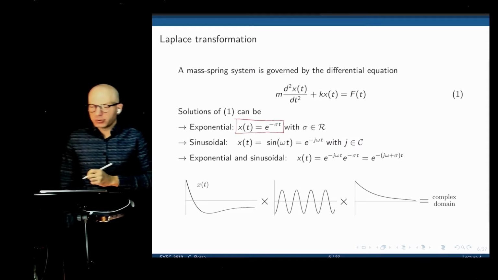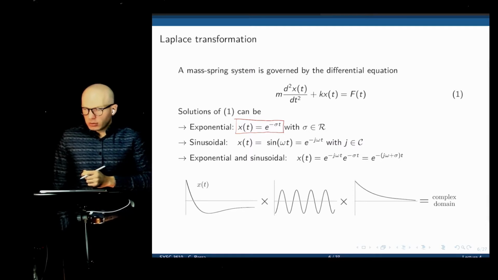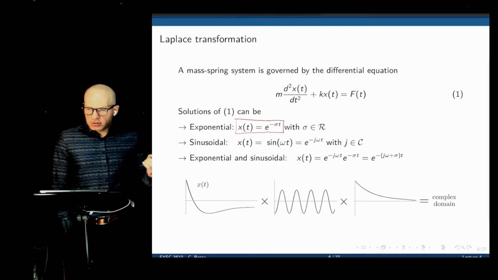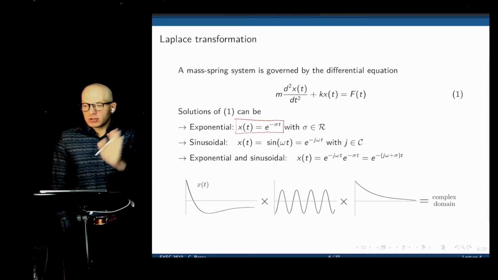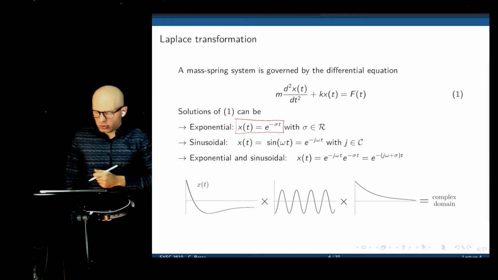x of t equals exponential of negative sigma t, where sigma is a real constant and t is time. So this gives one possible solution as exponential waveforms that will increase in time or decrease in time depending on the value of sigma, a real constant.